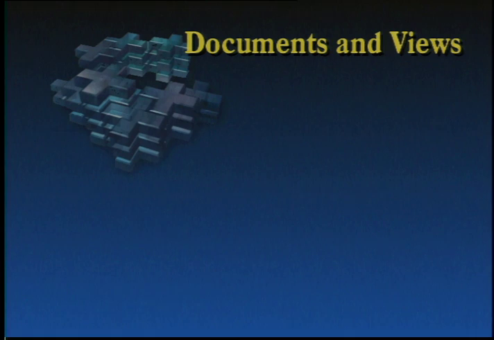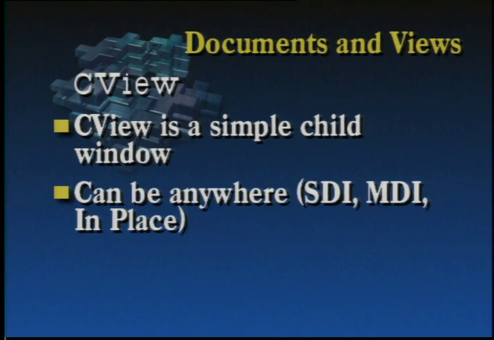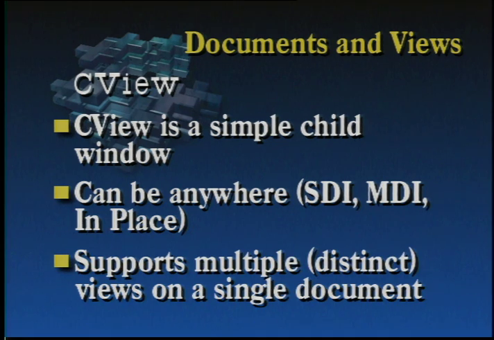Similarly, for your views, your user interface, we have a class called CView. CView is derived from CWnd. It is a very simple child window. Inside that window, you draw your user interface and you interact with the user with keyboard and mouse. This view class can be used in a variety of different places. It can be used in a simple single document interface frame window, an MDI frame, or it can be used in place using OLE visual editing. Since we separated the document and the view into two different classes, that allows us to have multiple views that talk to the same document.